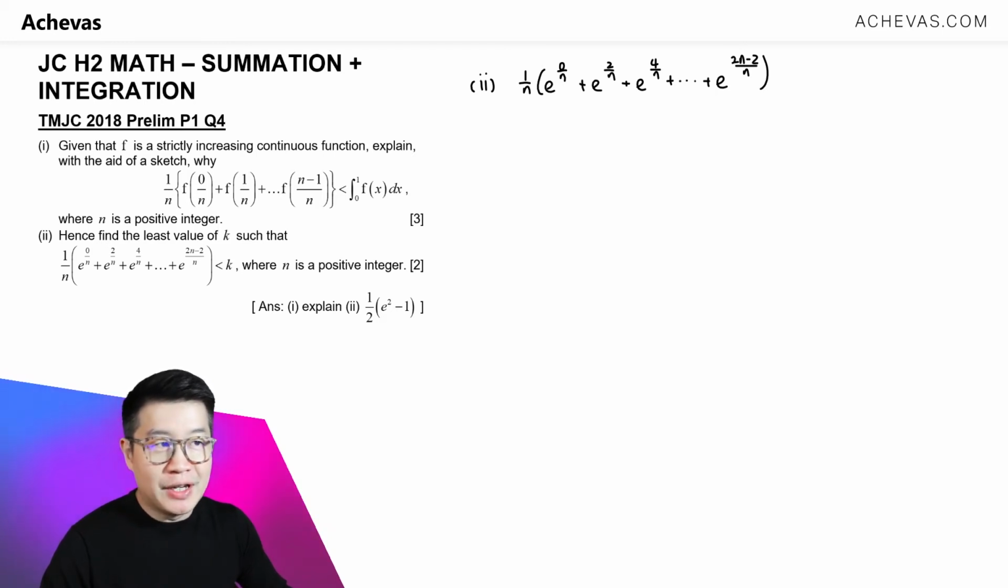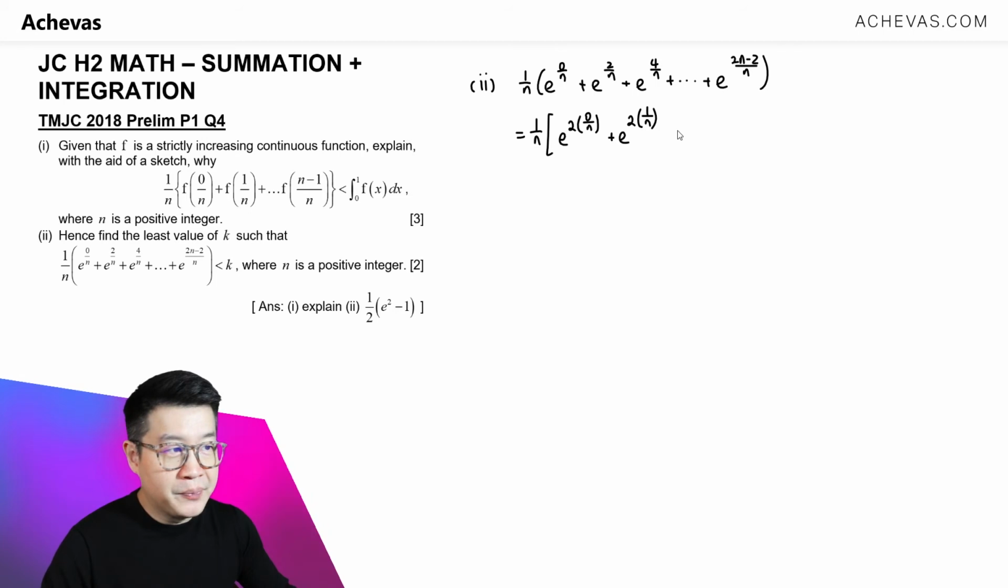So I'm going to focus on the left-hand side of the inequality and rewrite it in this way. 1 over n, I'm going to leave as it is because it is already matching what we see in part 1. But this here, I'm going to rewrite as e to the power of 2 times 0 over n, because we see that this is f(0 over n). And this, I'm going to write as e to the power of 2 times 1 over n. And this is f(1 over n).